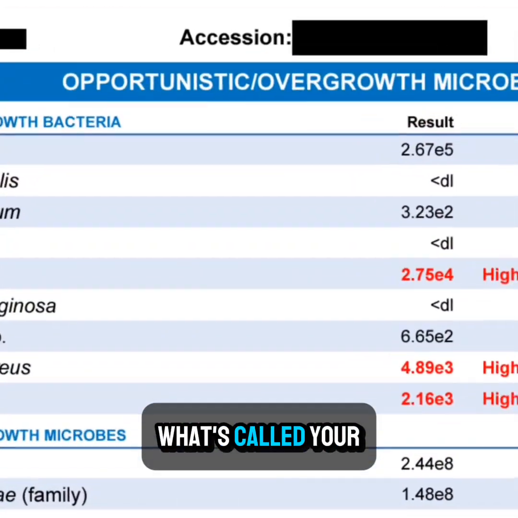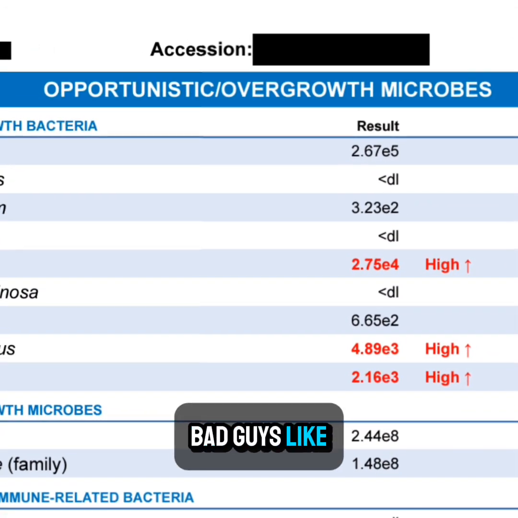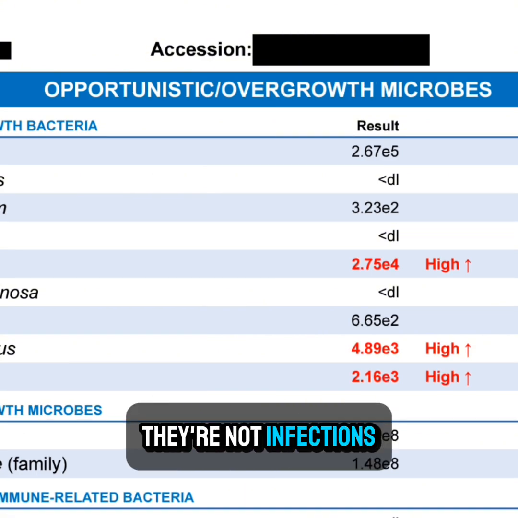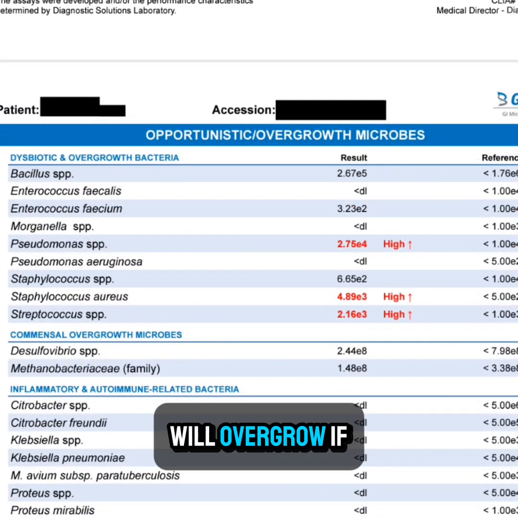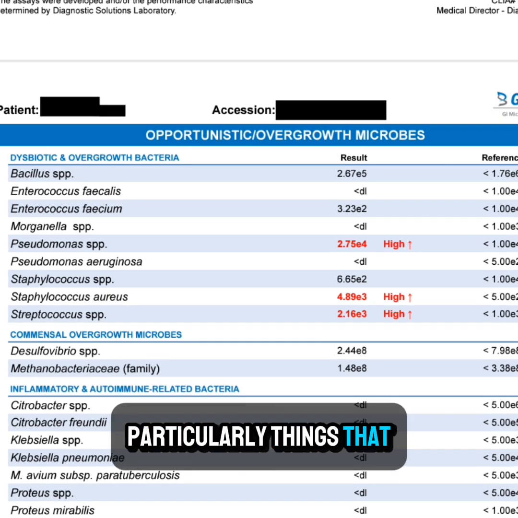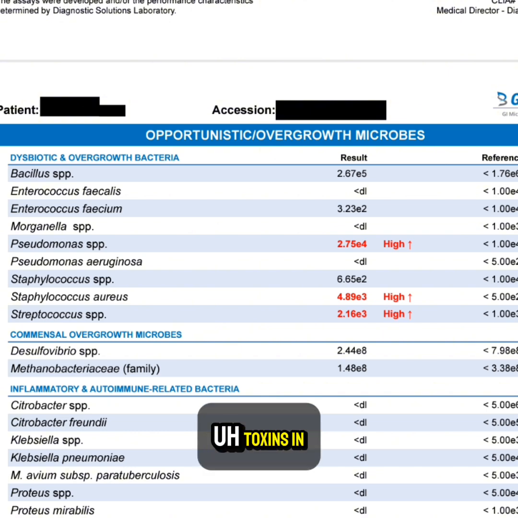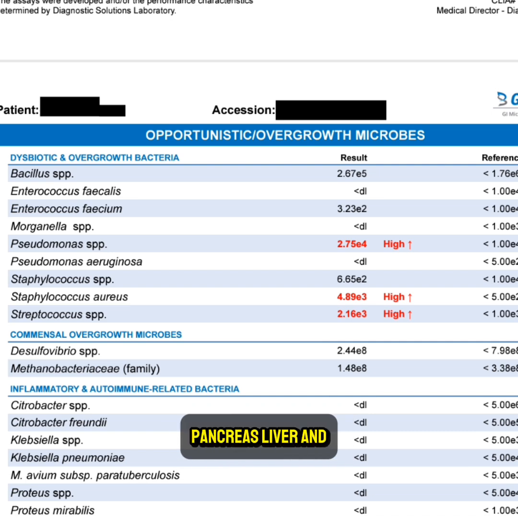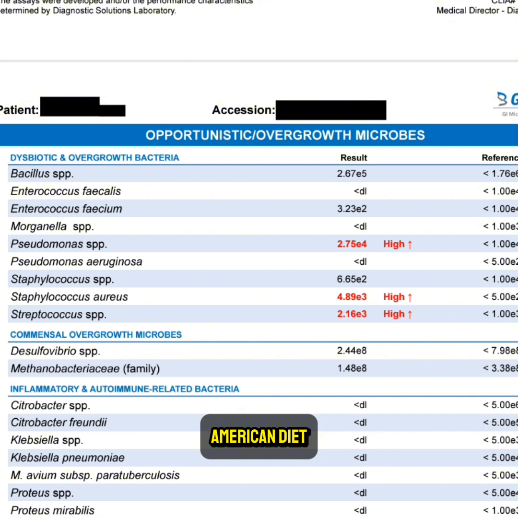Next, we have what's called your opportunistic or overgrown microbes. These are not bad guys like on the first page. They're not infections. Like the name sounds, they're called opportunistic because these things will overgrow if given the opportunity to. Particularly, things that open the doorway for this overgrowth are things like antibiotics, toxins in our diet and lifestyle, malfunctions in things like our stomach, pancreas, liver, and gallbladder, and anyone eating the toxic standard American diet.